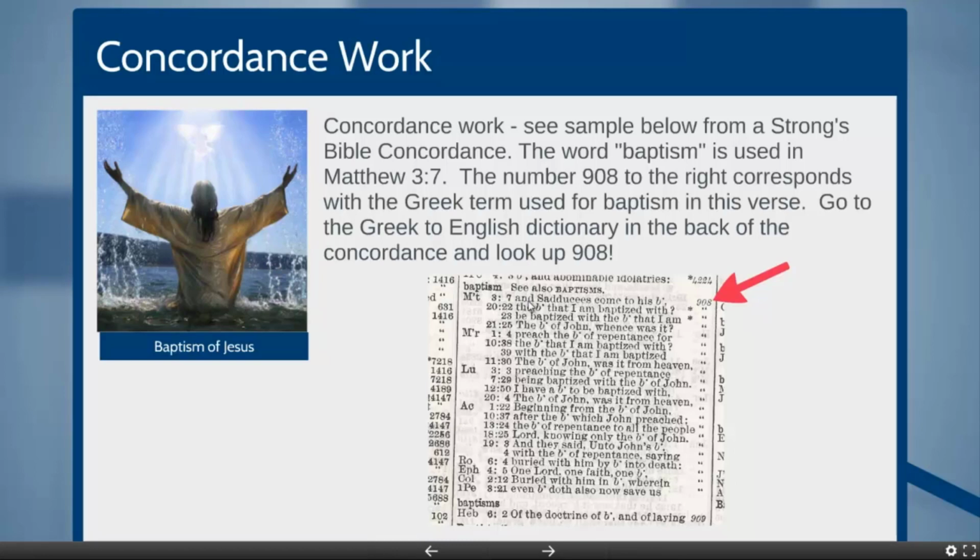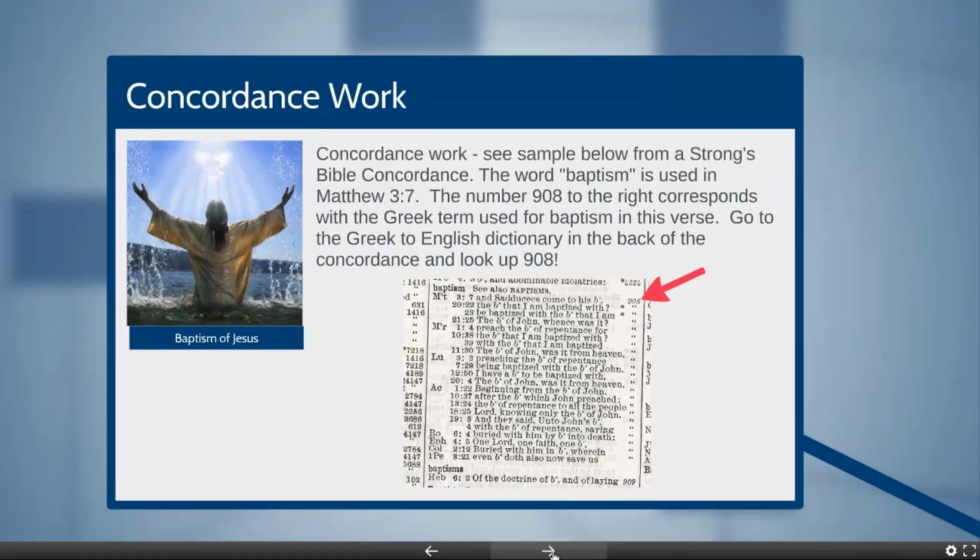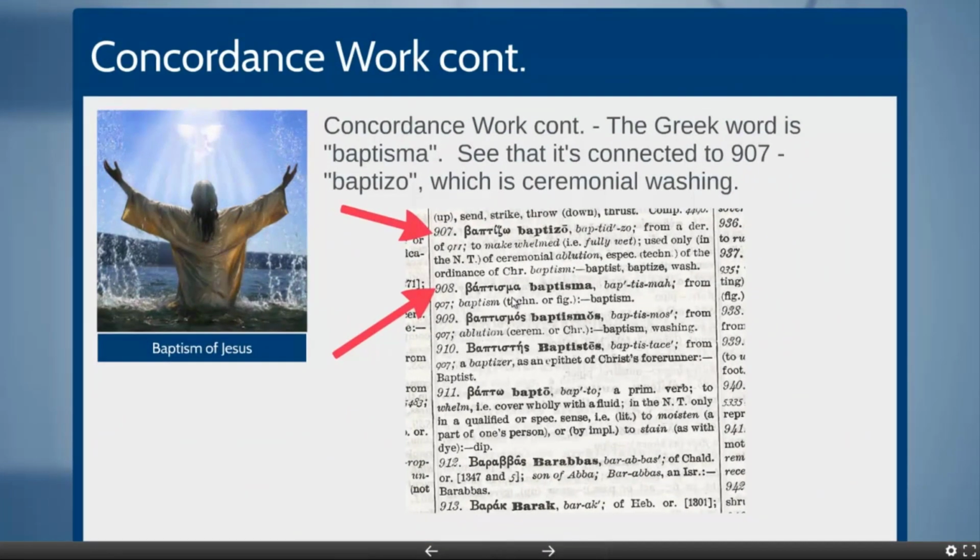All right, so Matthew 3:7, and the Sadducees came to his baptism. So you go to a Greek to English dictionary in the back of the concordance and look up 908. If you do that, this is what you're going to find. This is the back of a concordance, and the Greek word is baptisma, 908. There are the actual Greek letters in writing, and then this is the English transliteration, which is baptisma. And this is from 907.